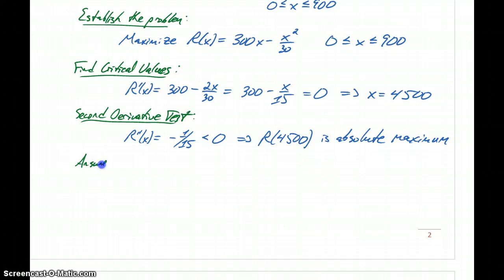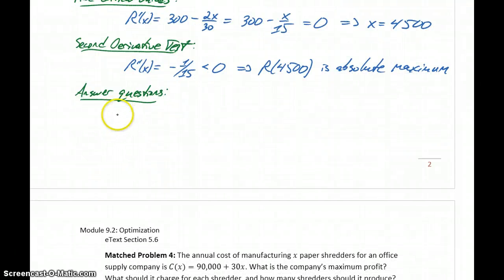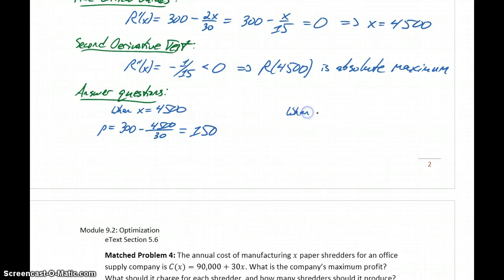So now our last step is that we want to actually answer the questions that are being posed. We have all of this mathematical information, and now we want to turn that into something that's more or less in plain English. Our absolute maximum occurs when x is 4,500. When x is equal to 4,500, then our value for p will be 300 minus 4,500 over 30, going back to that price-demand equation, which will be 150. And our revenue function evaluated at 4,500 will give us 675,000.